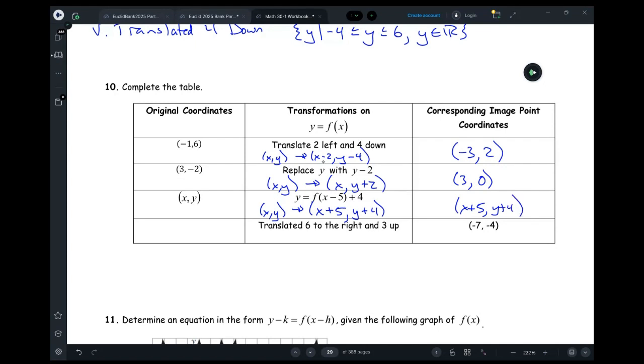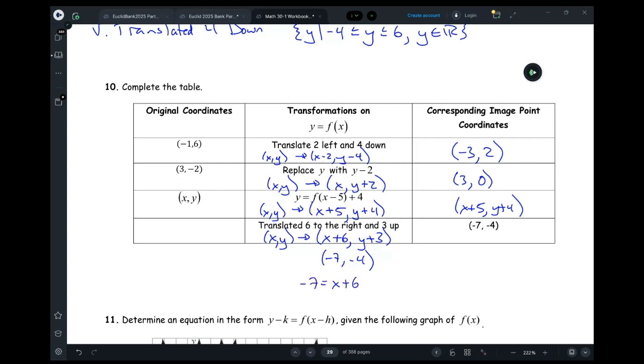Now, finally, translated 6 to the right and 3 up means that my x comma y is going to be 6 to the right, so x plus 6, and 3 up would be y plus 3. Now, here's the difference. In this case, the point that I'm given is the result. I want to go backwards. So in this case here, it's not that I'm plugging in -7 to get -7 plus 6 is some new number. -7 is the result.